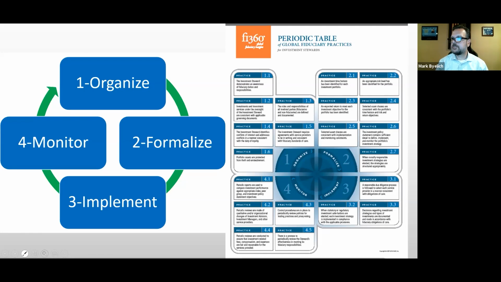Practice 1.2, investments and investment services under the oversight of the investment steward are consistent with applicable governing documents. We make sure that there's nothing awry, and there's no kind of investment that shouldn't be in there. It could be as simple as, I had a client who was responsible for their in-laws and was power of attorney, but it took them a while to see the power of attorney document. That document said they were only authorized to buy government securities, like treasury bonds. That's a very, very conservative approach, and that's not the situation they were in.